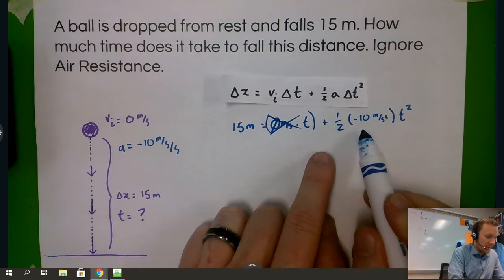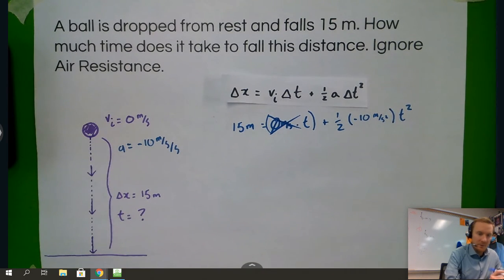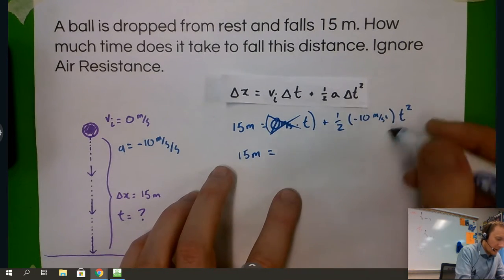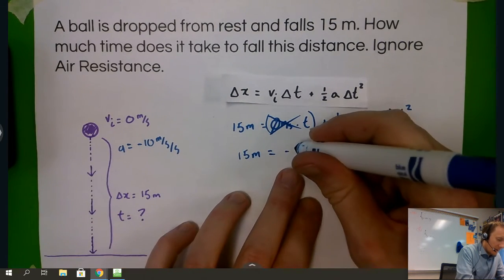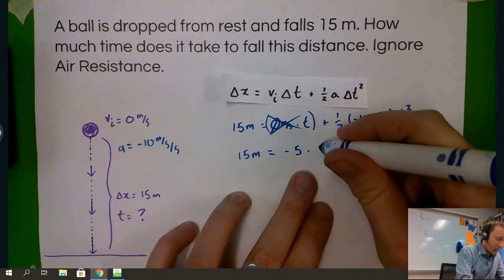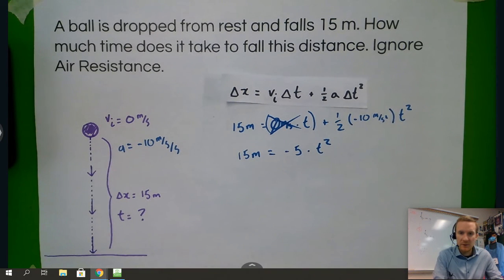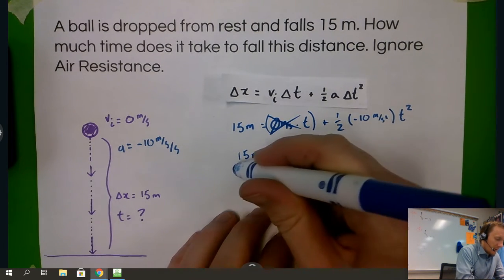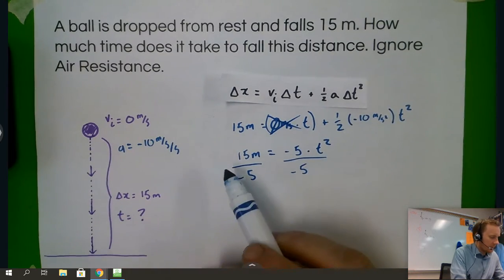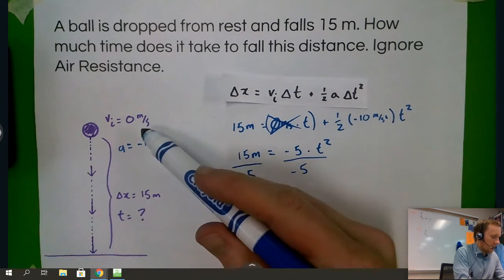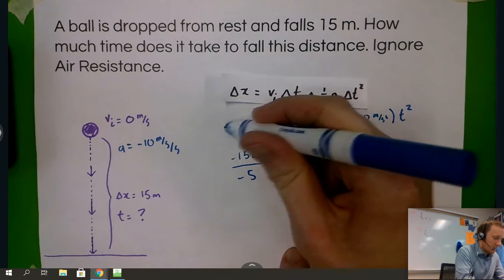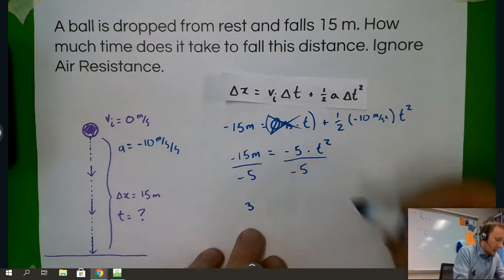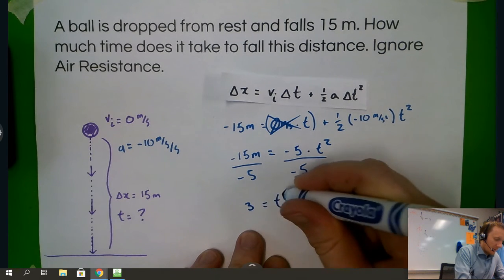And then we just have 1/2 multiplied by negative 10, okay? So to clear up our equation, 1/2 multiplied by negative 10 would be negative 5, and then that's going to be multiplied by time squared, right? And then we want to divide both sides by negative 5. I guess technically our change of position would be negative 15, right, if we're going in the negative direction. So I'll just throw that up there as well. So negative 15 over negative 5 gives us positive 3, and that's equal to time squared.